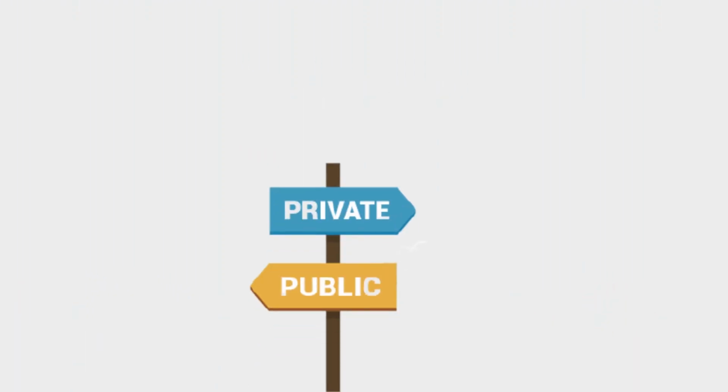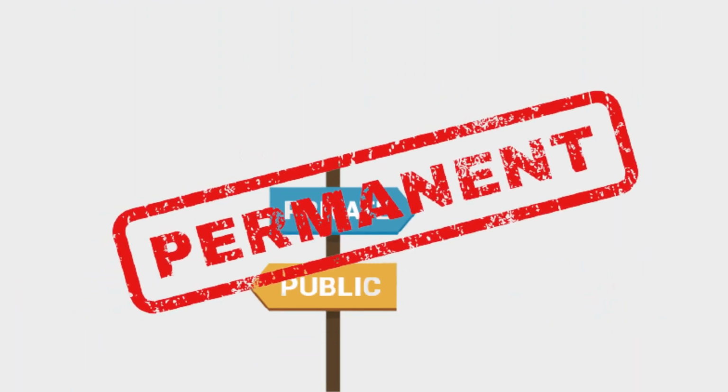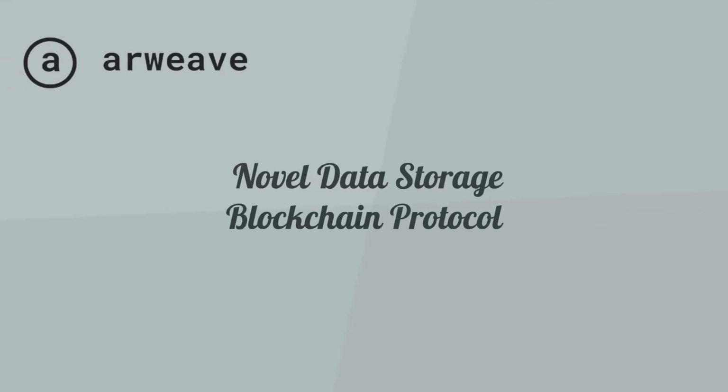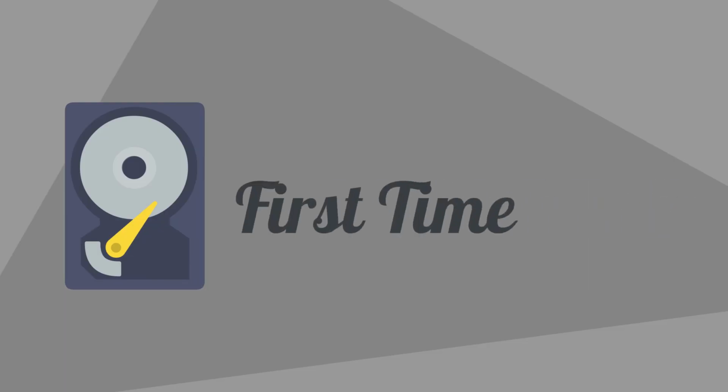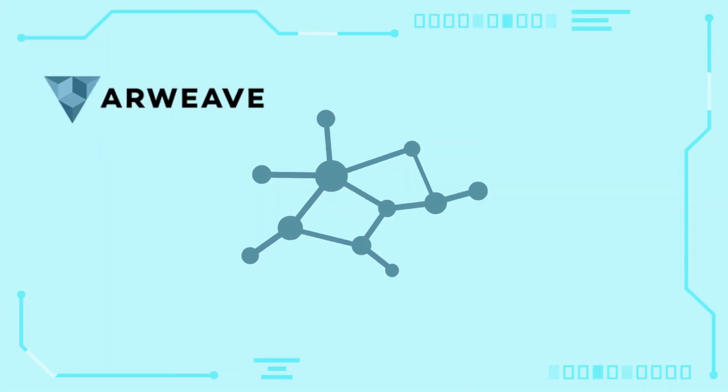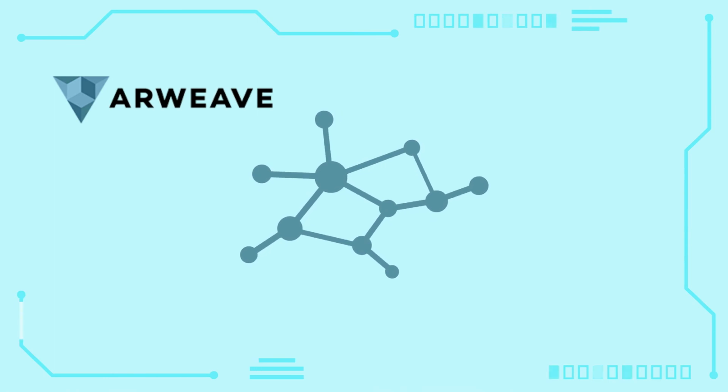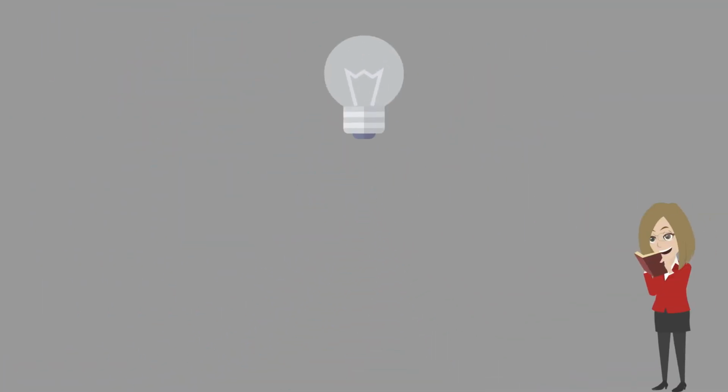This combination makes either public or private data permanent. Arweave would describe itself as a novel data storage blockchain protocol, enabling a permanent internet and creating truly permanent data storage for the first time. It is a pay-once-forever storage model. The technology and design of Arweave and its system does not need to be intimidating to the average person. In fact, the more we understand it, the better we will see how innovative and useful it really is.